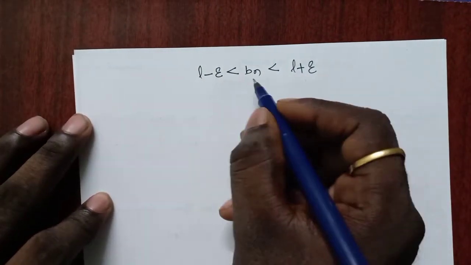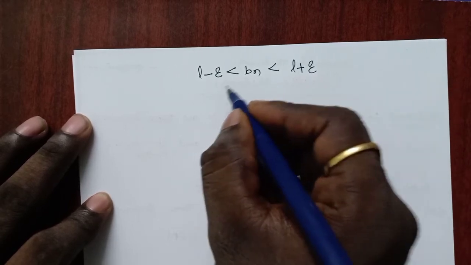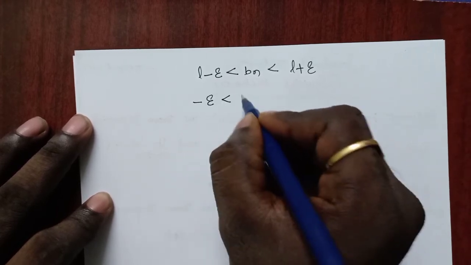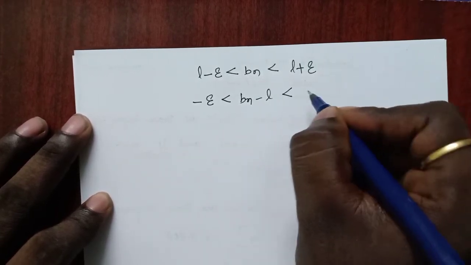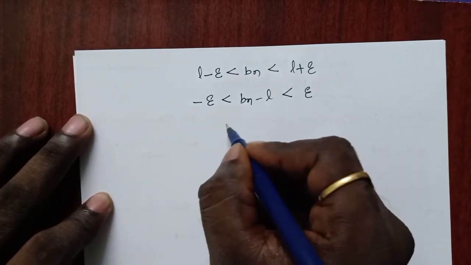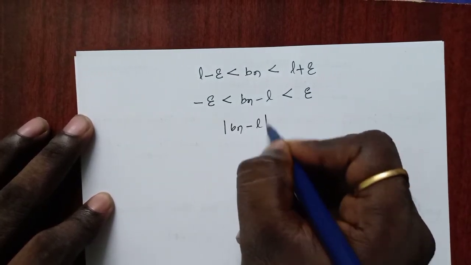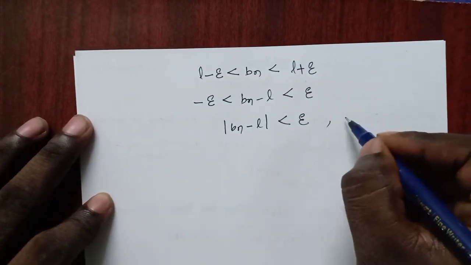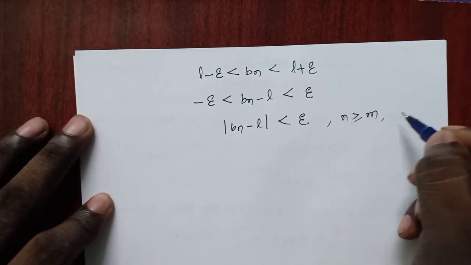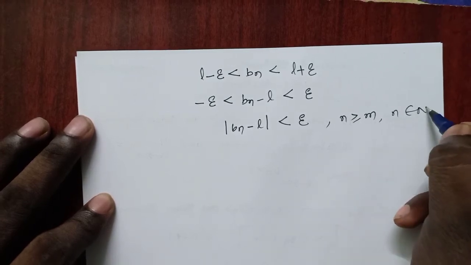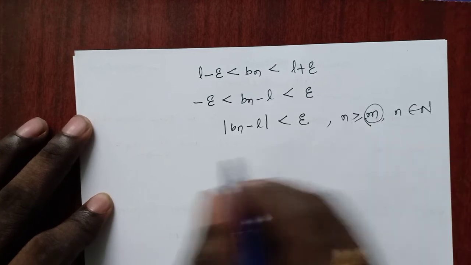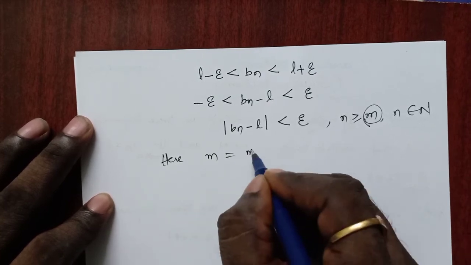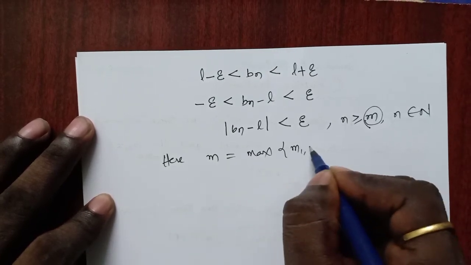Now subtract l: minus epsilon less than bn minus l less than epsilon. Now take modulus. We get modulus of bn minus l is less than epsilon, where n is greater than or equal to m, and n belongs to natural numbers. Clearly, what is m? It is the maximum of m1 and m2.